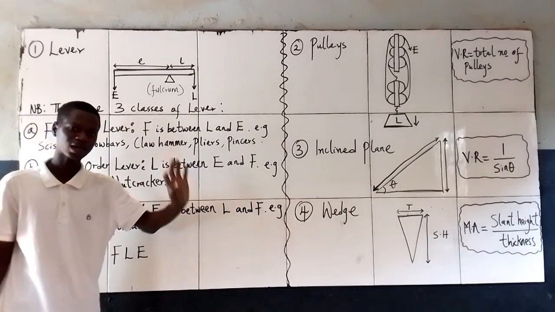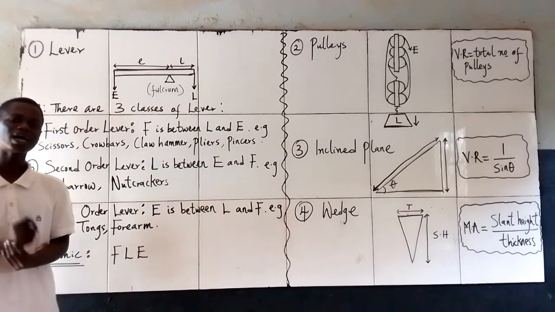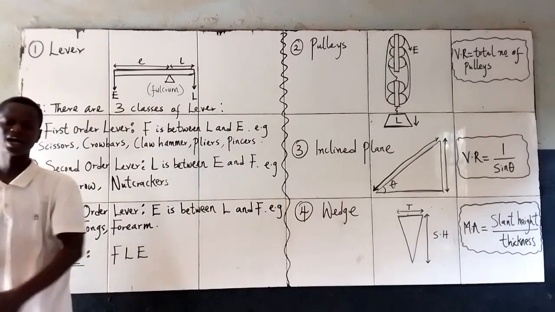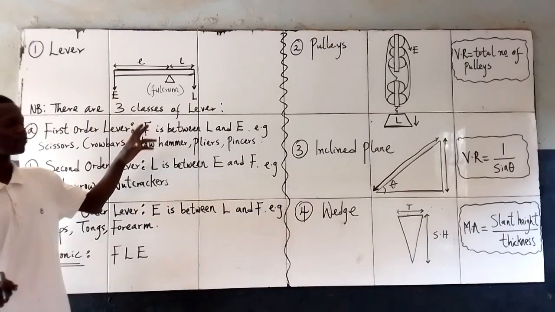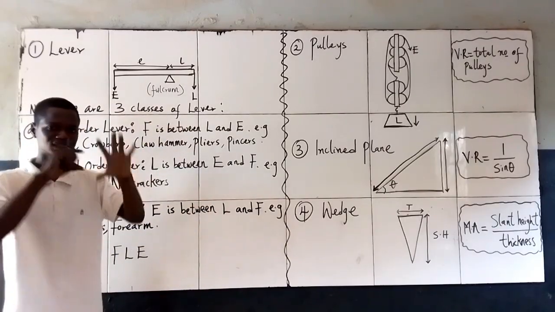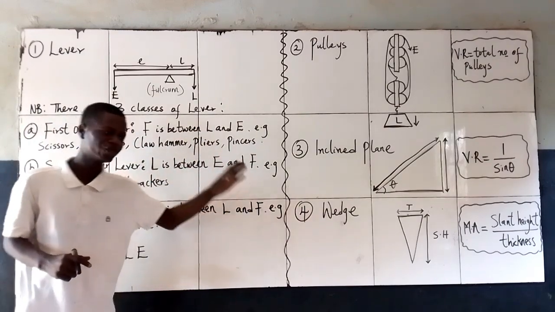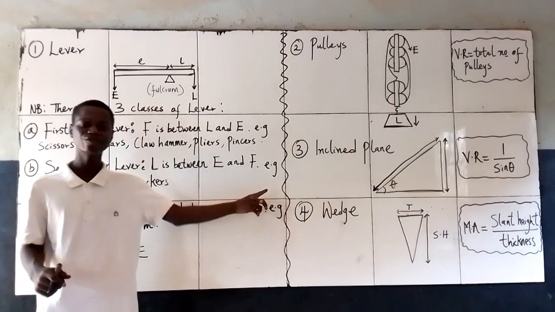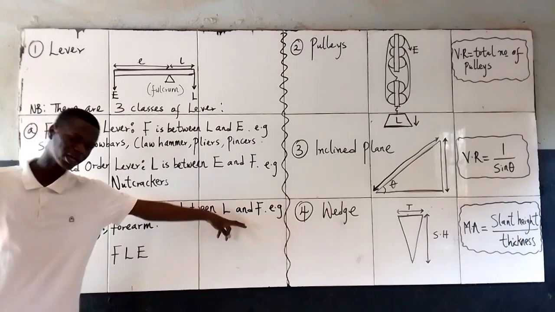Now there are three classes of lever. You have the first order lever, the second order lever, and lastly the third order lever. Now why are they distinct from each other? Why is some called first order, others second order, and others third order? Now this is the distinction. For your first order lever, the F here is talking about the fulcrum. The fulcrum is between the load and the effort. So when you analyze the structure of the lever and you discover that the fulcrum is in between the load and the effort, it shows that that lever is a first order lever. But if the load is what is between effort and fulcrum, it's a second order lever. But if it's the effort that is between L and F, it's called a third order lever.